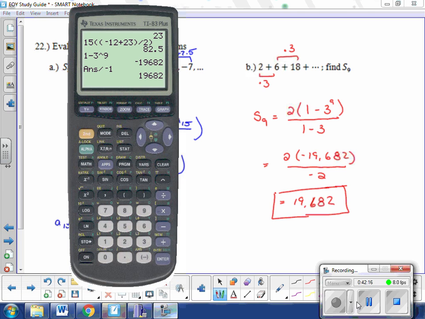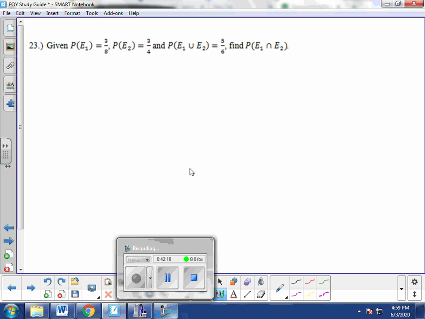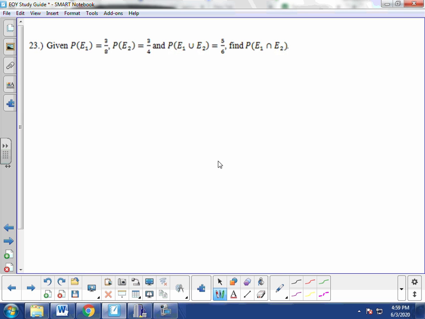Taking a look at problem number 23, now we get into some probability and statistics. So we're moving units yet again here. In this question, problem 23, we need to find the probability that event 1 and event 2 occur. We don't know what event 1 and event 2 are, but we do know some information about them.